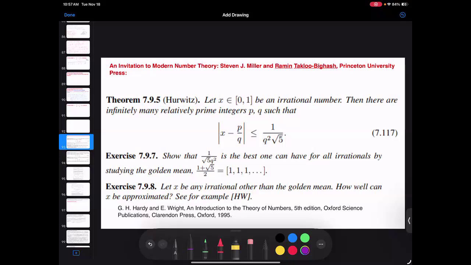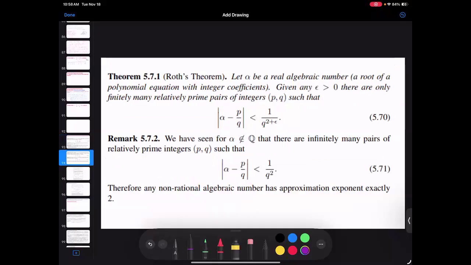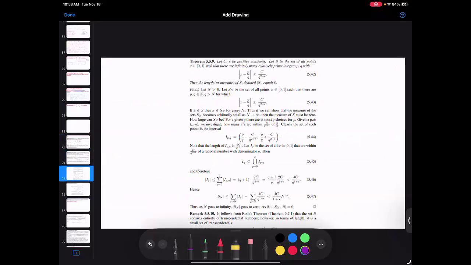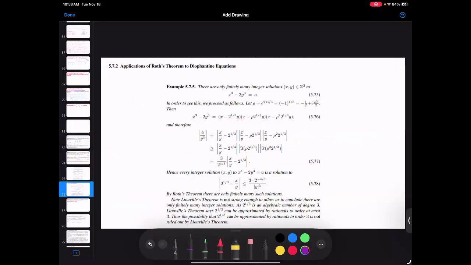But there are ways to quantify how irrational some number is. The golden mean turns out to be the worst. But if you want to approximate it, it's got to be bigger denominators than anyone else for the same level of accuracy. And when you're doing your computations, that can cause problems. Skip this stuff. This is the proof. This at least allows you to pause it. Allows you to solve things.